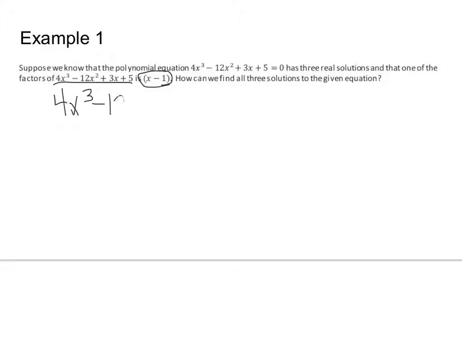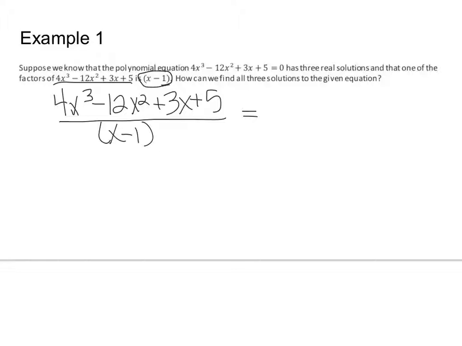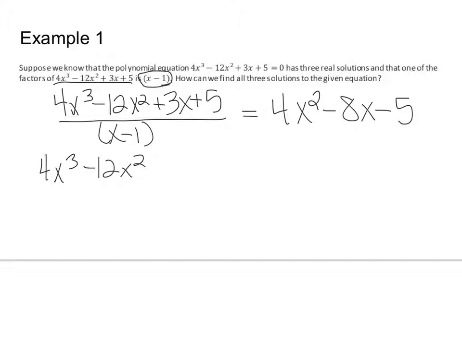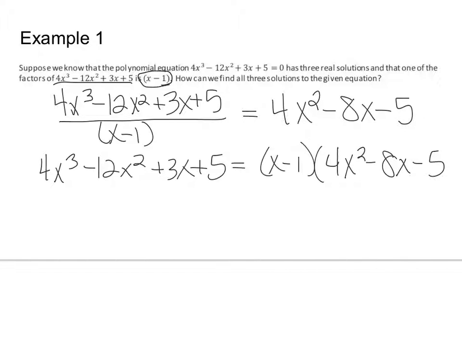4x cubed minus 12x squared plus 3x plus 5 over x minus 1 equals. Okay, I'm going to skip that step because I don't need to reteach you how to divide. You guys remember how to divide. So I know that if I do that division, I would get this polynomial. So now I know that 4x cubed minus 12x squared plus 3x plus 5 is equal to x minus 1 times 4x squared minus 8x minus 5.